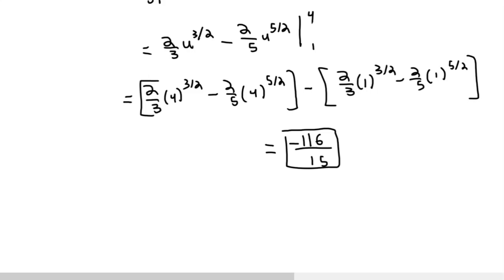Okay, so let's try another example. Let me clear the board. Okay, so let's try this one right here. The integral from pi squared to 4 pi squared of 1 over rad x times sine rad x dx.